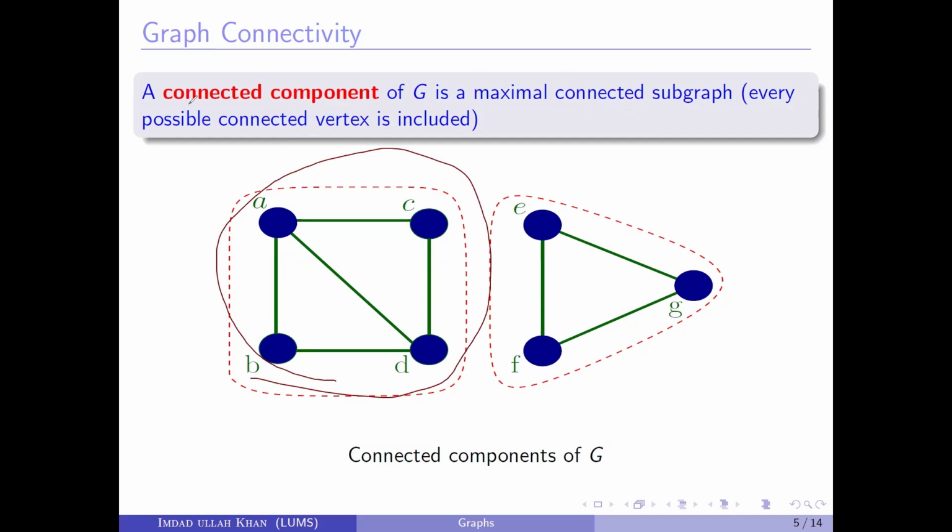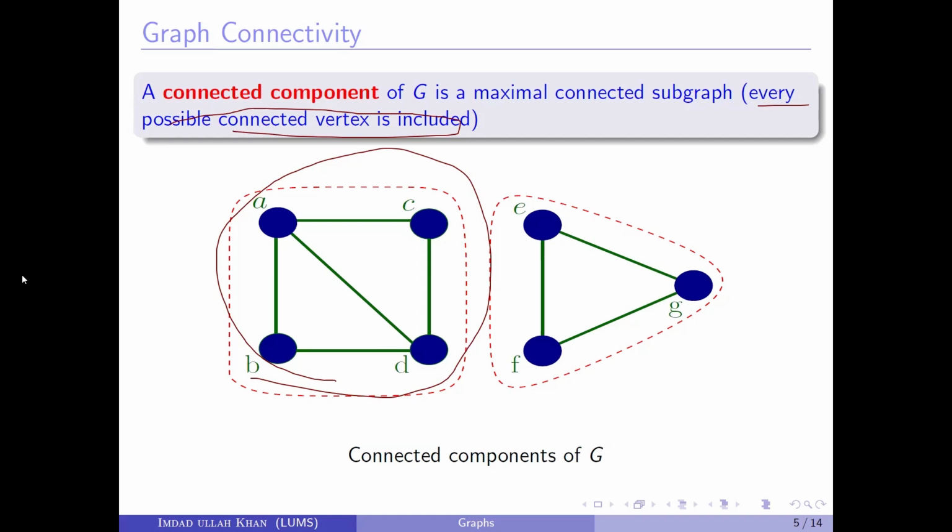We make it a connected component because it's maximal. Why is it maximal? After figuring out these four vertices, A, B, C, and D in this component, can we add more vertices into this such that every possible vertex is connected with the other vertices? The answer is no, because if we try to bring E into the component, E will not be connected with C or the rest of the vertices. The same will apply for F and G.